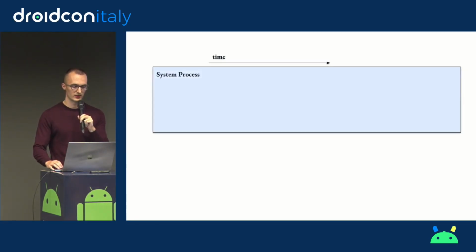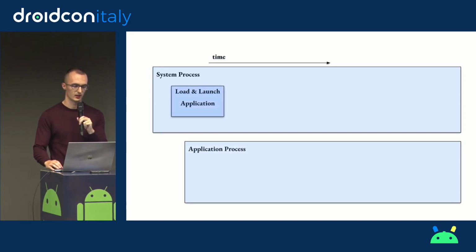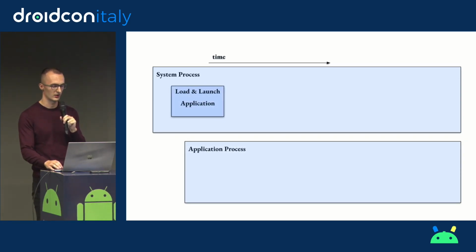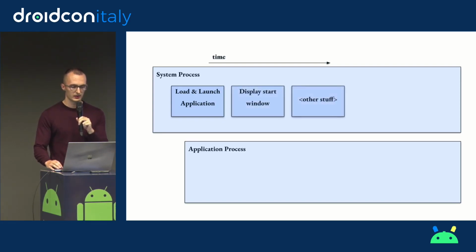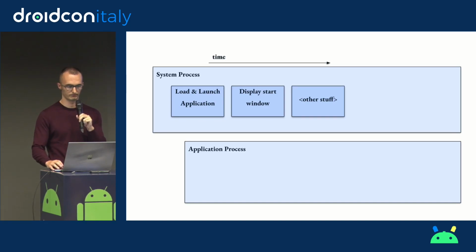So this is how this process works on a technical side. In the user tabs and app icon, the system does a bit of work to load your application information and to launch your application. Immediately, system process displays a start window that basically hangs around until your app is fully loaded.